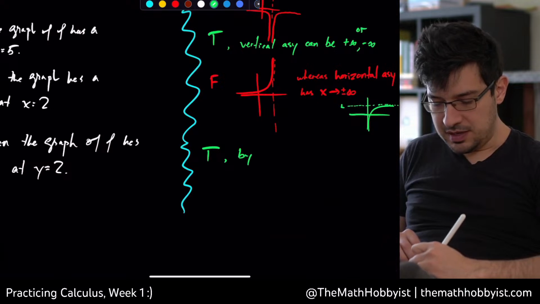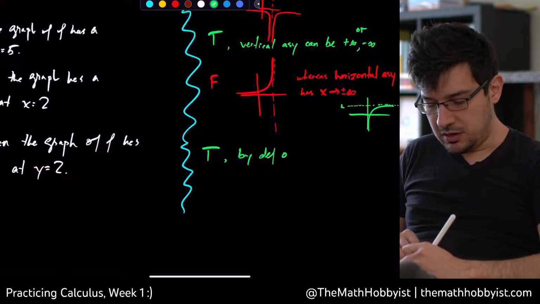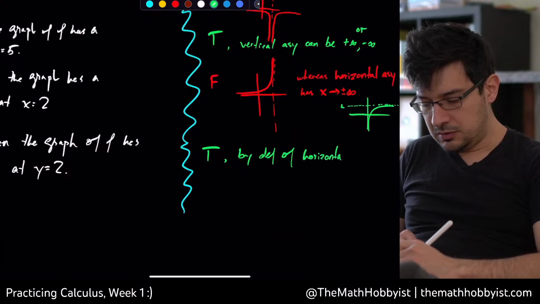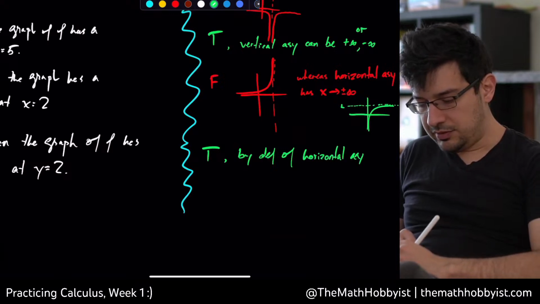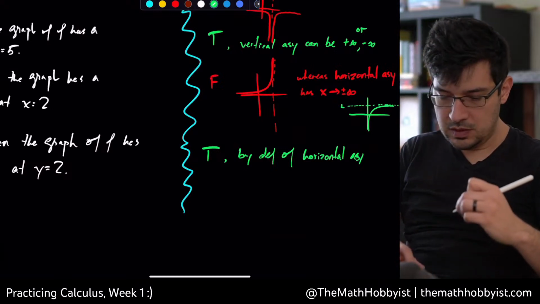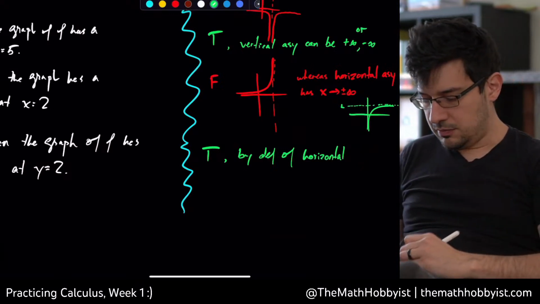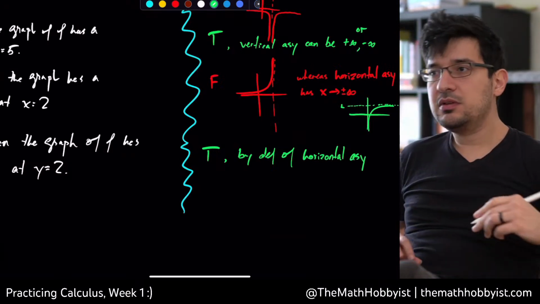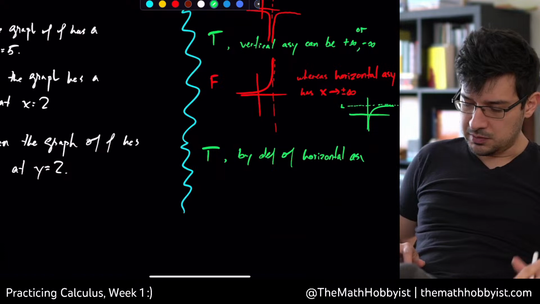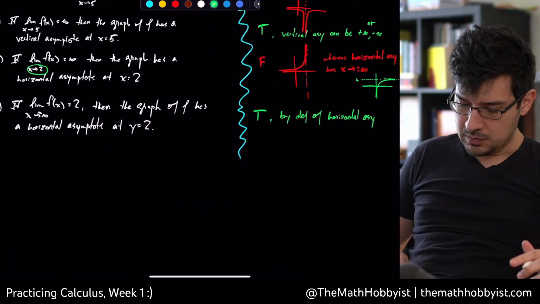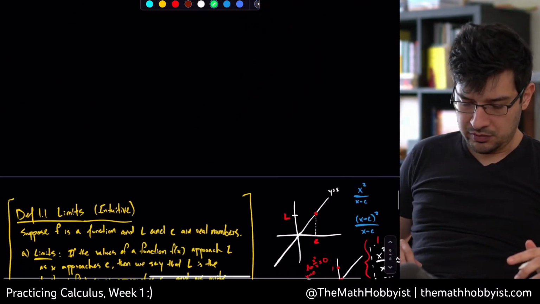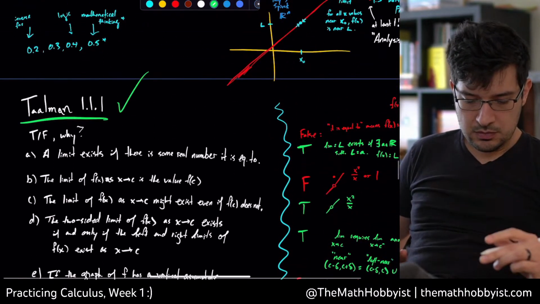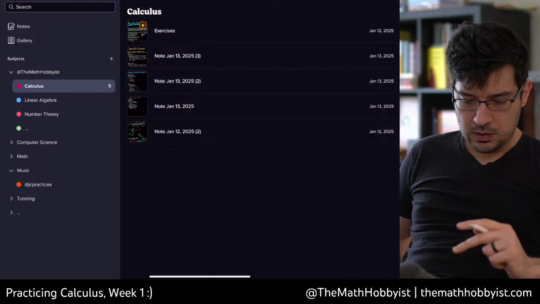And I'm just going to say, by definition of horizontal asymptote. From now on, I'm going to use ASY to mean asymptote because life is too short to write the whole thing. So, by definition of horizontal ASY. Cool. Done. It wasn't that hard. 1.1.1.